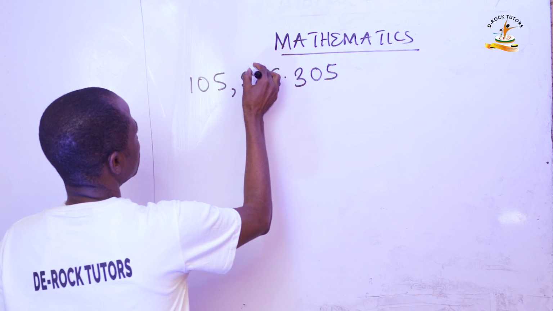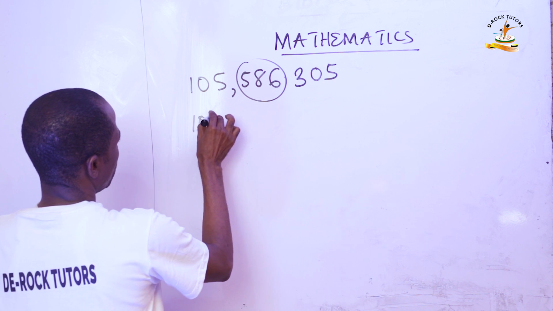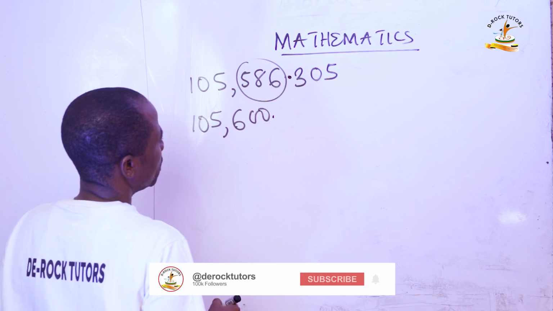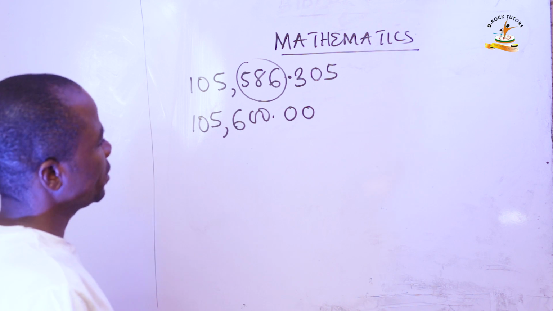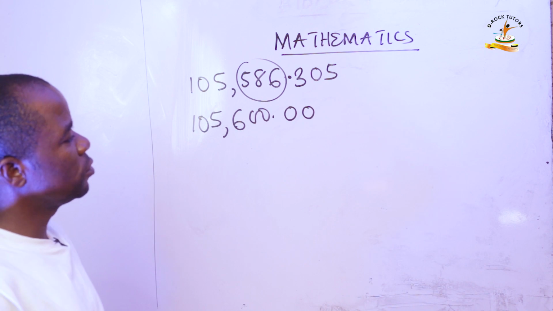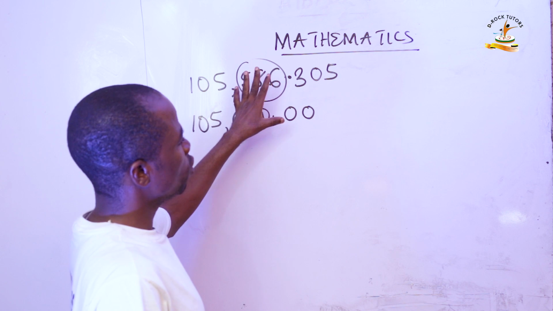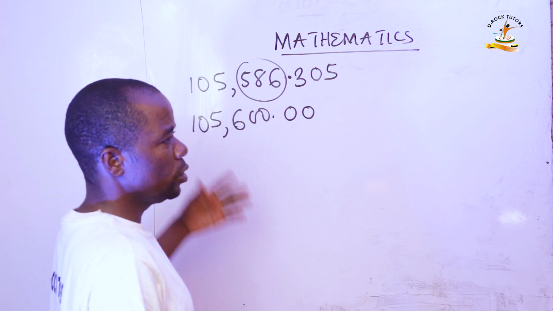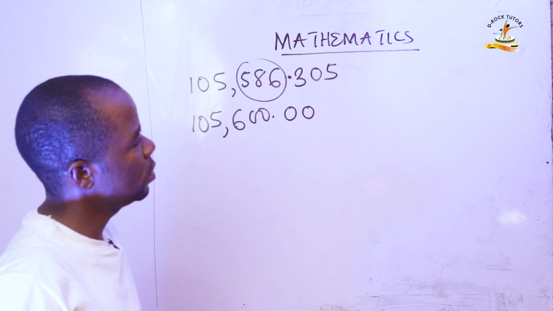So we are expected to round this off to the nearest hundreds, and that will give us 105,600 point. Don't forget there is a point here, and then we can just round this up to 0. If you look at this, the correct answer here is option A, 105,600.00. Don't forget, whenever we are doing questions on significant figures, if there are 0s preceding numbers, they do not count. But if the 0s are after the numbers, they do count. So the correct answer for number 1 is A.